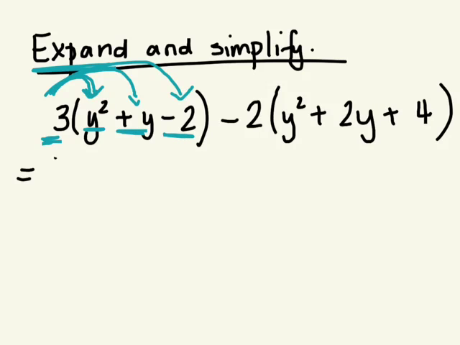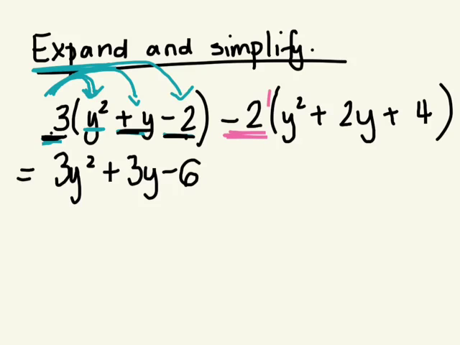So 3 times y squared would be 3y squared, and then 3 times y, positive y, would just be positive 3y, right? And then 3 times negative 2, positive and a negative, negative 6. Good.